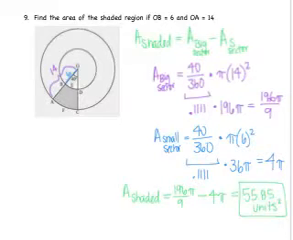Alright, so first of all, what shapes make up the figure? Well, I have a big sector, a big piece of pie, and then I have a little piece of pie. So what expression could represent the shaded region? The area of the shaded could be the area of the big sector minus the area of the small sector.